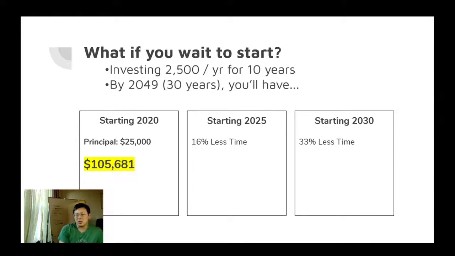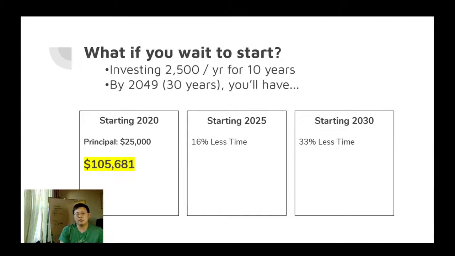Now, another thing to consider when you're looking at investment over a long period of time and compound interest is that, say, if you would want to wait before you start, what would that actually do to your returns? So let's take another example. Again, over the next 30 years, and again, we'll be investing $2,500 per year. And this time, we're just going to invest for 10 years straight, and then we'll stop. So if you start today in 2020, after 10 years, you stop putting in money, you would have put in the principal of $25,000, and after 30 years, you will have $105,681.